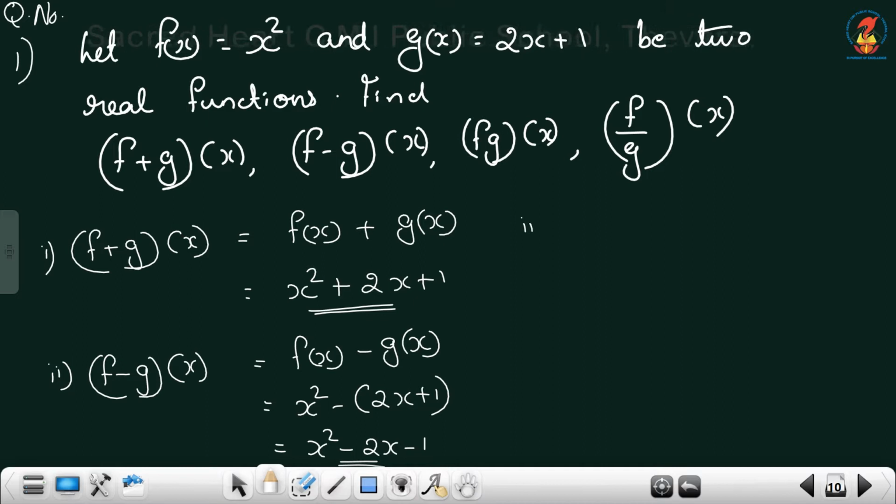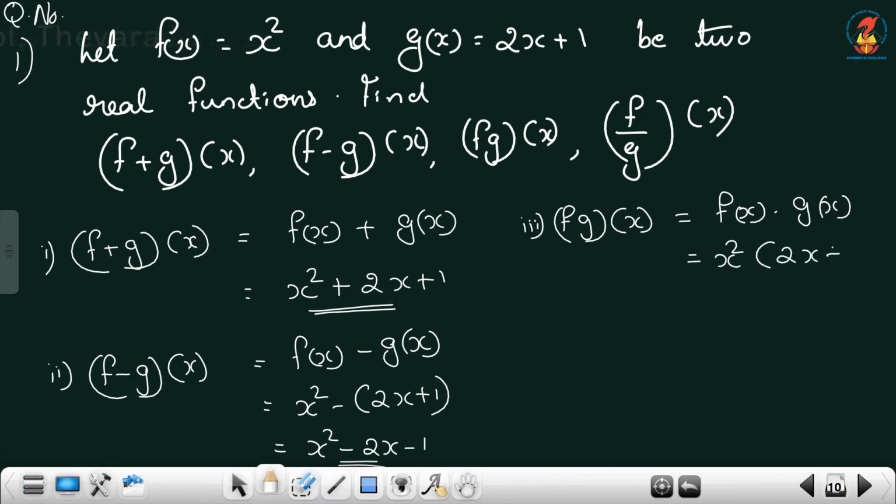Now the third one, f into g of x. f into g of x is defined as f of x into g of x. So x square into 2x plus 1. Open the bracket, 2x cube plus x square. That is f into g of x.